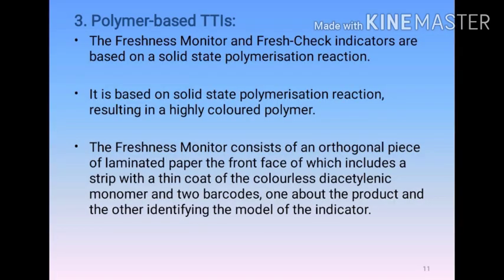The third one is polymer-based time temperature indicators. Here I'll take the examples of the Freshness Monitor and the Fresh-Check indicator, which are based on solid-state polymerization reactions. These polymer-based time temperature indicators are based on solid-state polymerization reactions, which result in a highly colored polymer. The Freshness Monitors consist of a rectangular piece of laminated paper, the front face of which includes a strip with a thin coat of the colorless diacetylenic monomers and two barcodes, one about the product and the other identifying the model of the indicator.